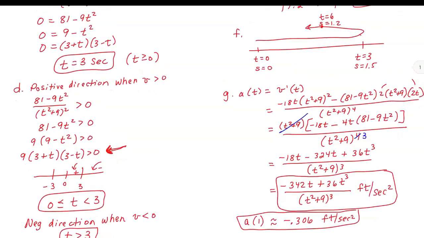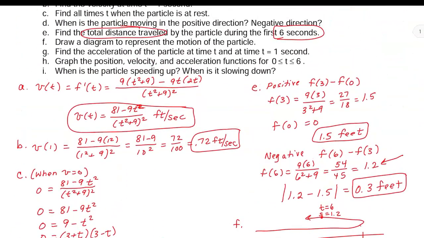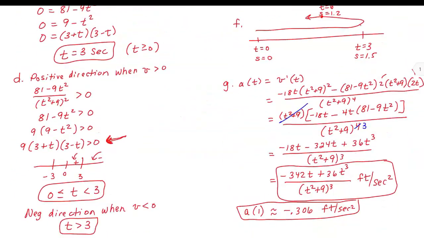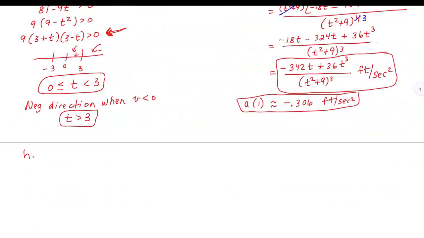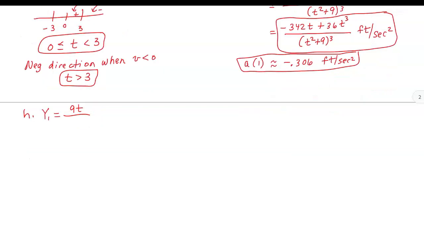Part H, I'm going to have to graph the position, velocity, and acceleration for t between 0 and 6. So you can use your graphing calculator to do this. I can enter those derivatives into the graphing calculator. I strongly suggest you put f into y sub 1, which is 9t over t squared plus 9. And then in y sub 2, you take the first derivative, and in y sub 3, you take the second derivative. And then you can look at the graph.